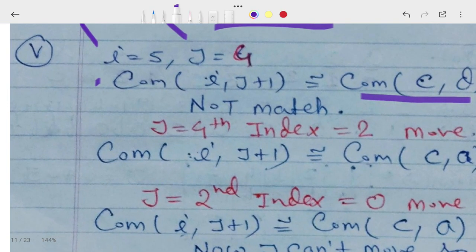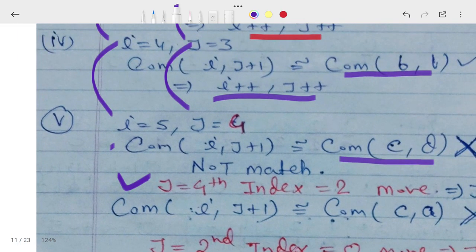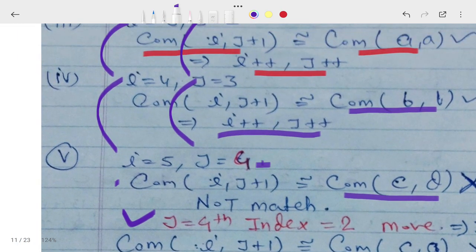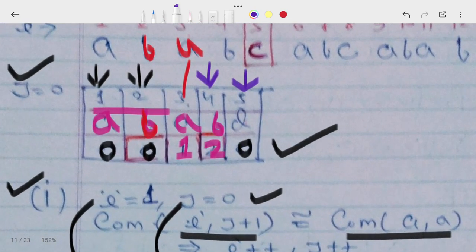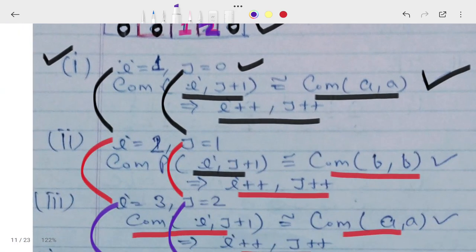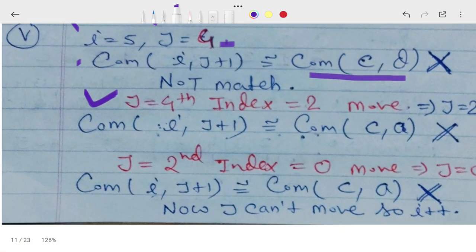what is the meaning of this? I will not touch I. Okay, so for J, I will check the index of J. J is equal to 4 actually. So what is the index of J? J means 4, the index of J is 2. So I will shift J to 2. So now J is equal to 2.